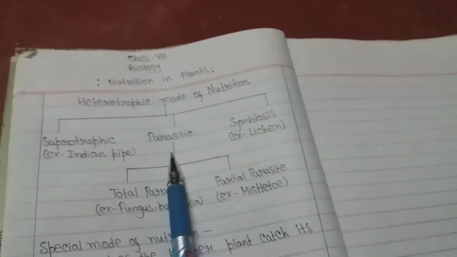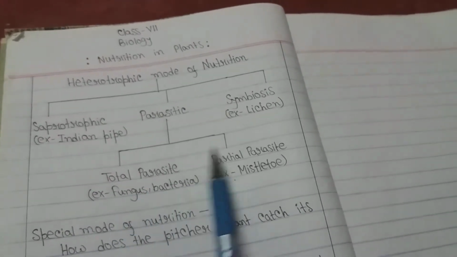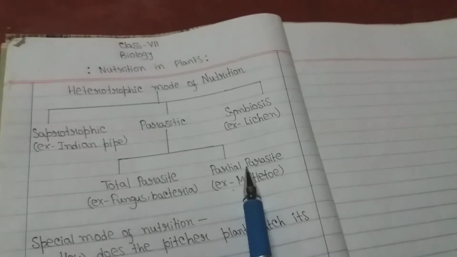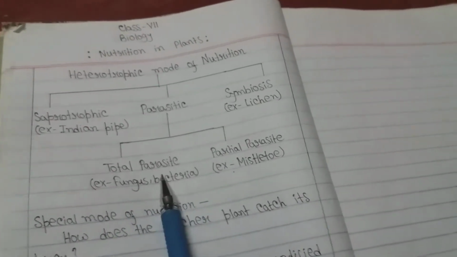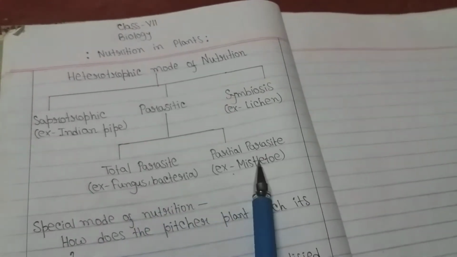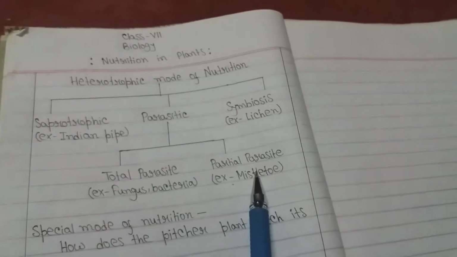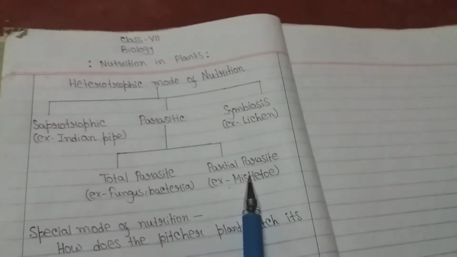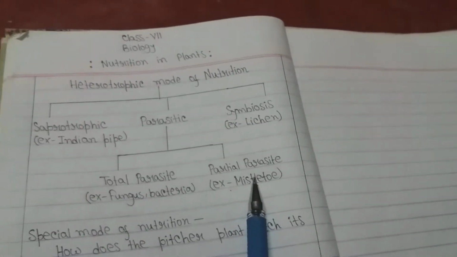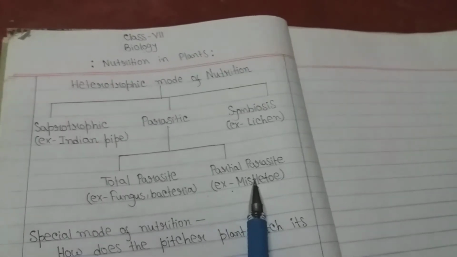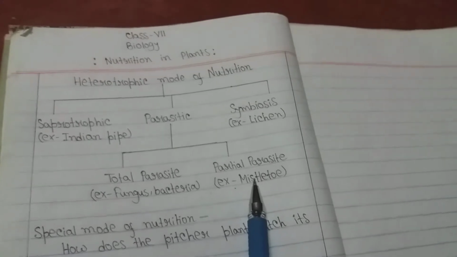Mainly, parasites are of two types. Number 1, total parasite, and number 2, partial parasite. Fungus and bacteria are examples of total parasite, and mistletoe is an example of partial parasite. Why is mistletoe showing the partial parasitic mode of nutrition? Because it receives water and minerals from the host plant to synthesize its food.